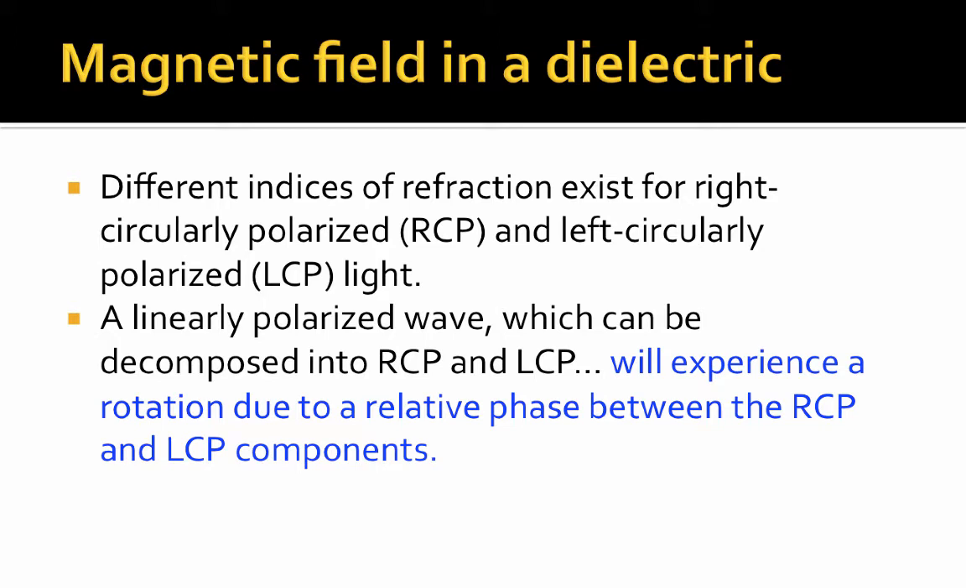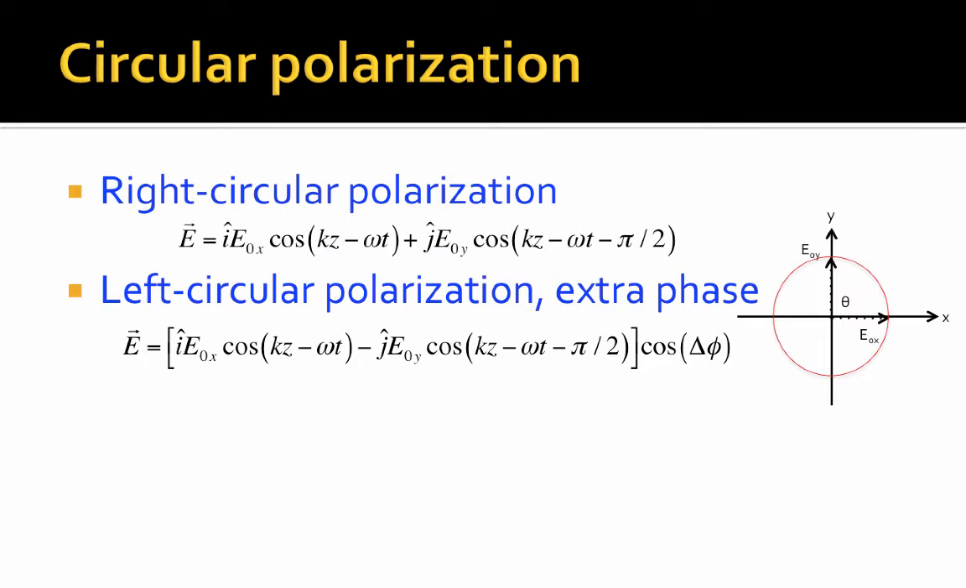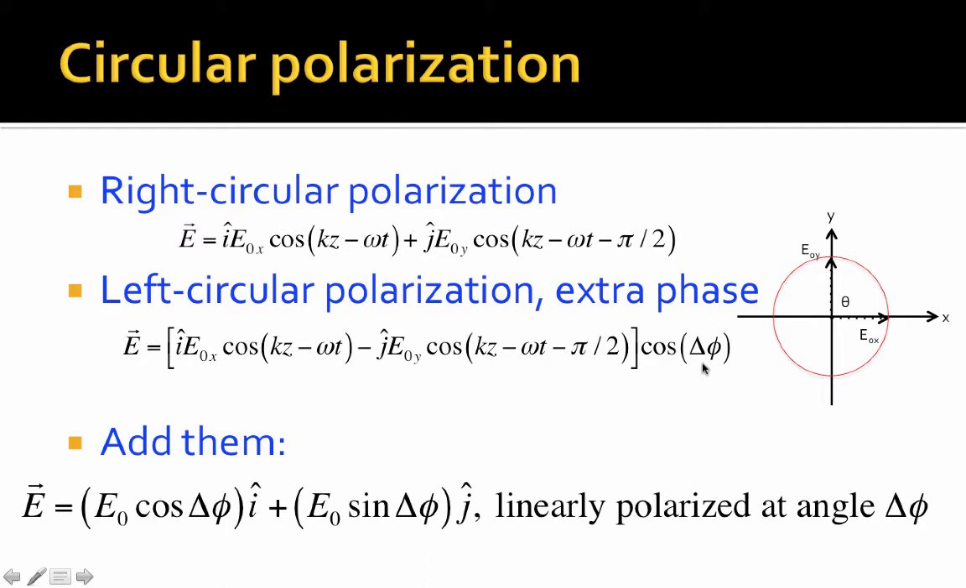linear polarization. Again, if we start with our right circular polarized light and then our left circular polarization has an extra phase term, we're just writing all the phases as the cosine instead of an exponential. And we add those together, we'll get something a little bit different. We get a term that's not quite along the i hat direction and a term that's not quite along the j hat direction, and that would be linearly polarized at some angle delta phi.